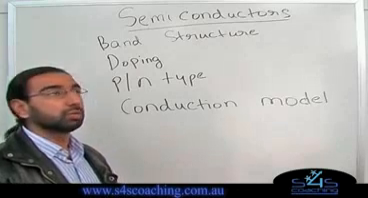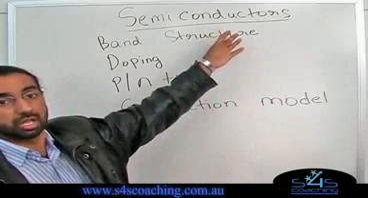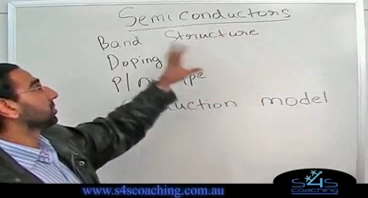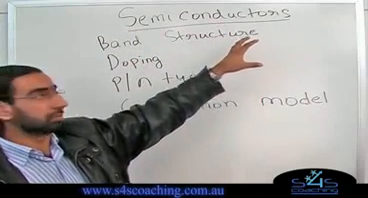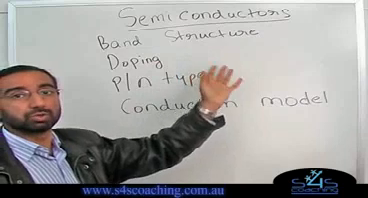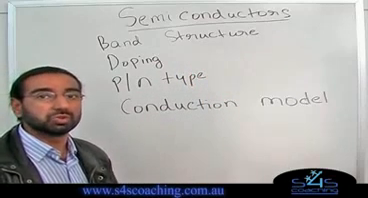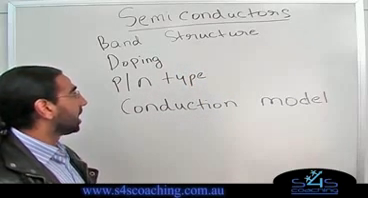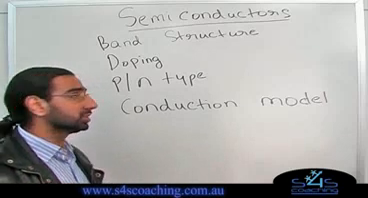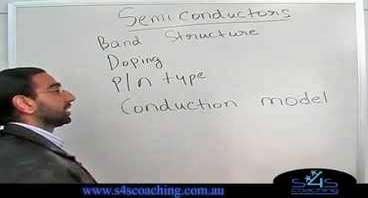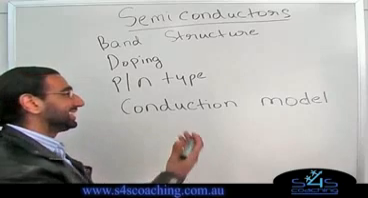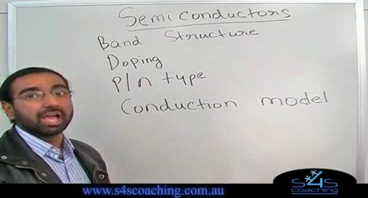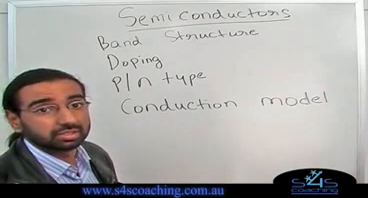Hi, today we're going to be looking at semiconductors, and I'm going to start off with talking about the band structure. I'm going to talk about what doping is and how doping can be used to improve the conductance of semiconductors. I'm going to have a look at the two types of semiconductors, the P-type and the N-type, and then I'm going to have a look at the conduction model of semiconductors and how they actually conduct.